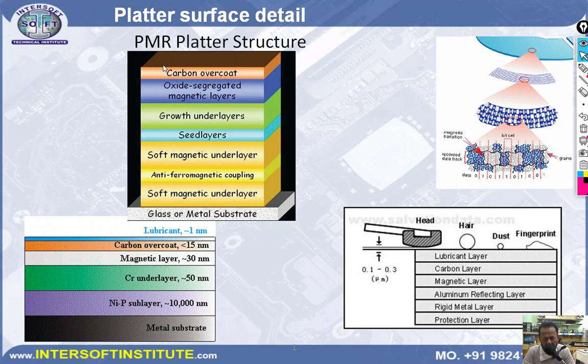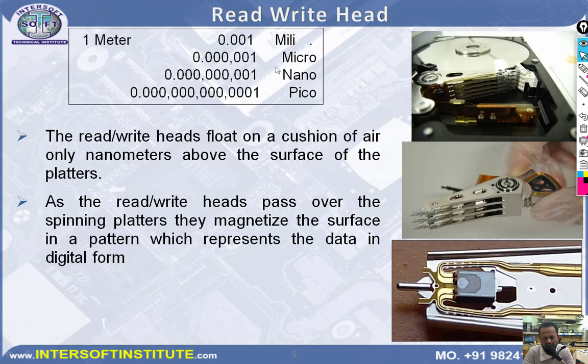Okay, so this is the PMR structure. There is a carbon overcoat, epitaxial growth seed layer, soft magnetic underlayer, that is a PMR layer. So there are different types of layers there.